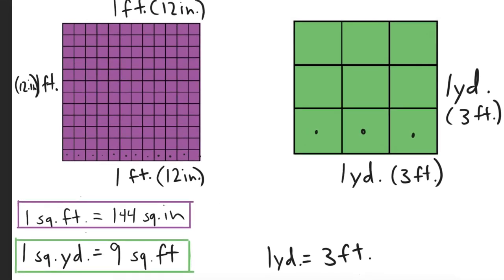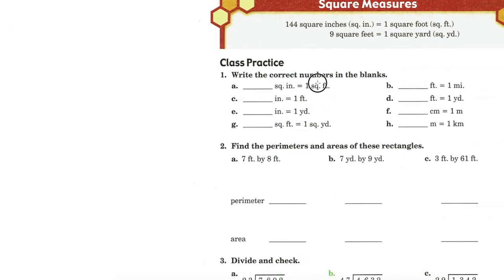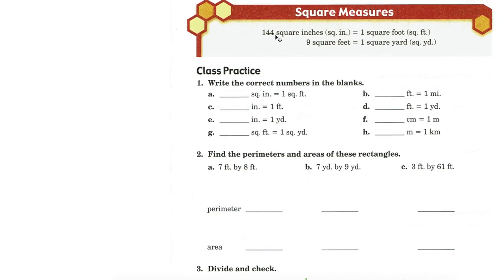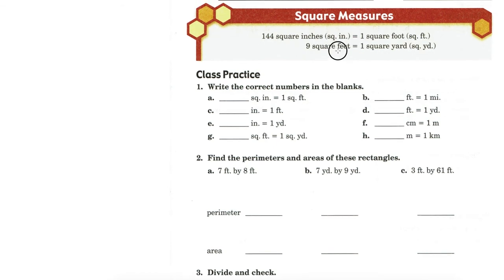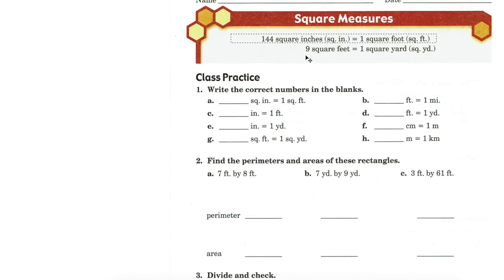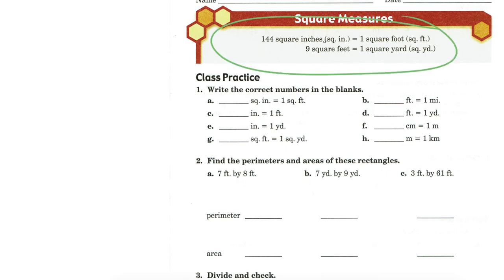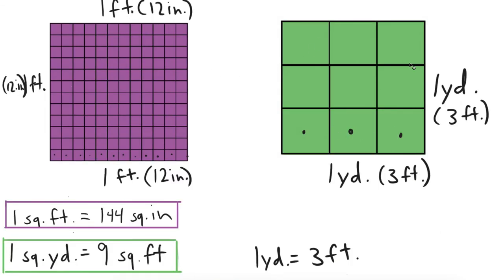All right. So let's go over our worksheets. So again, it tells you up here, 144 square inches equals 1 square foot. 9 square feet equals 1 square yard. So this is pretty much all Becca wants you to do, is just to memorize this. I didn't want to just tell you these measurements. I actually want to illustrate it to show you guys that it's true.